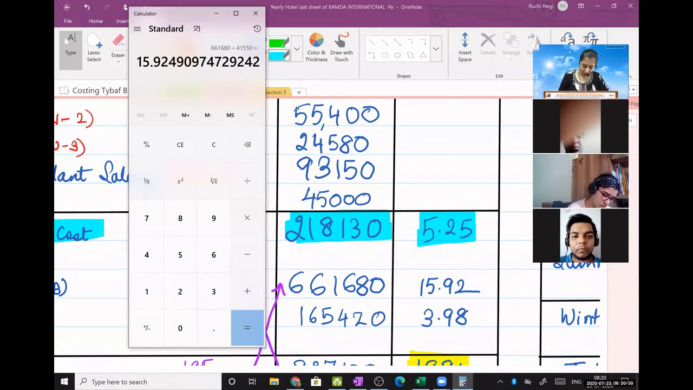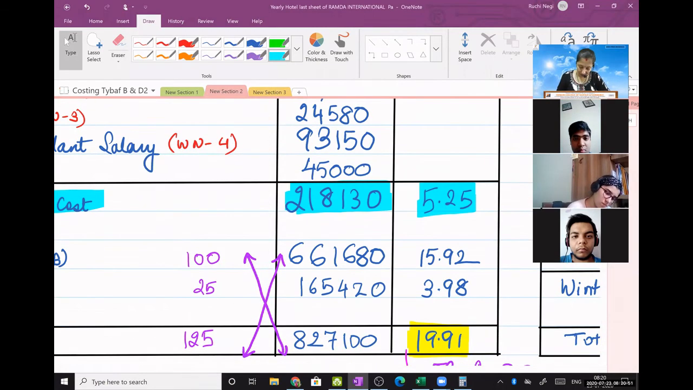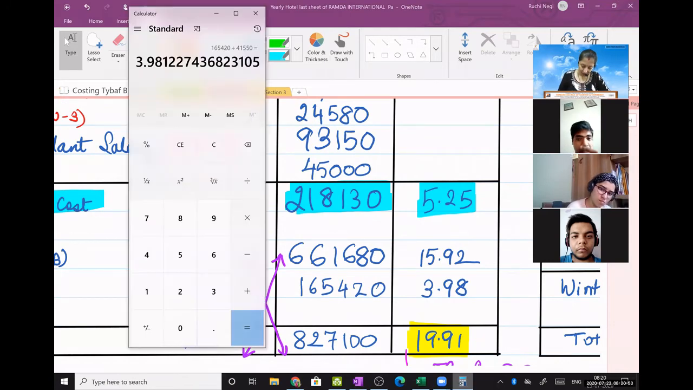And then my profit, 1,65,420 divided by 41,550: 3.981. Make it 3.98. And last, 8,27,100, my selling price, that is room rent, divided by 41,550. So 19.906, make it 19.91.